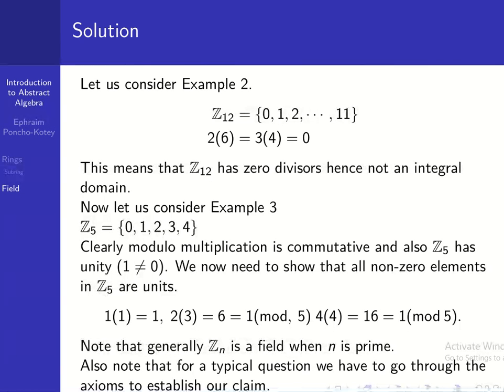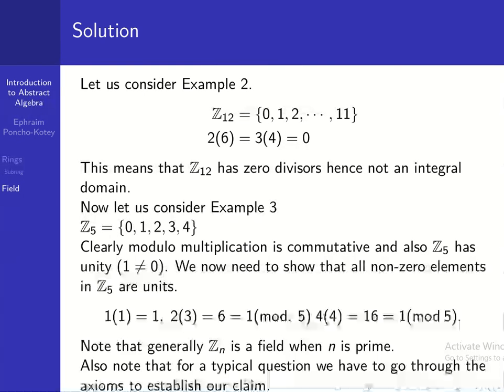Now let's go to another example. Example 3, Z5. Z5 has elements 0, 1, 2, 3, 4. Now clearly you could see that multiplication is commutative in Z5. And there are no other 2 elements I can multiply to get 0. So it has no zero divisors. Now I have to show that all the non-zero elements are units.